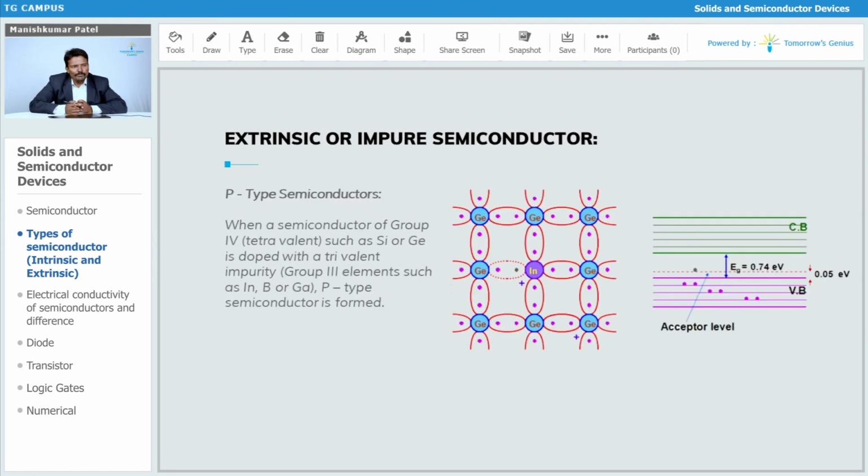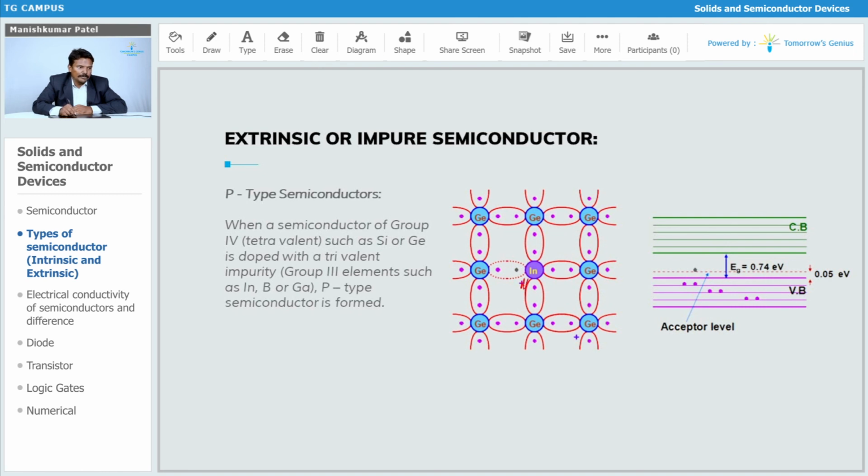Now similarly we have to study the p type semiconductor, where you dope the semiconductor with a group 3 element, indium, for example. There are only 3 electrons. So indium shares its 3 electrons with the neighboring germanium, which has 4 electrons in its outermost shell. Indium will share its 3, but still there is a vacancy. So there is one vacancy over here.